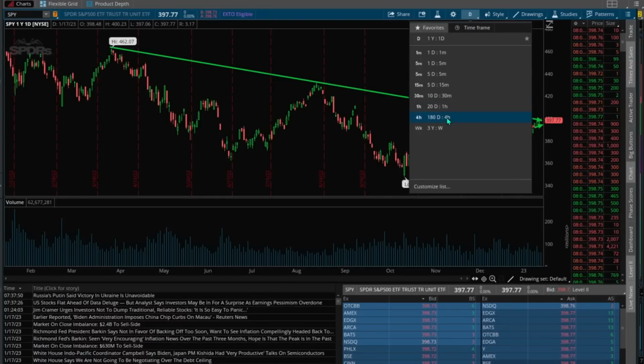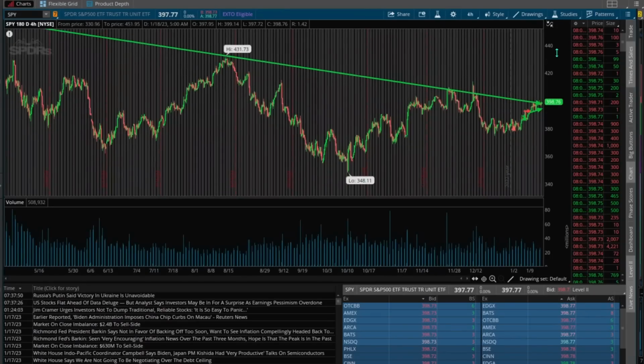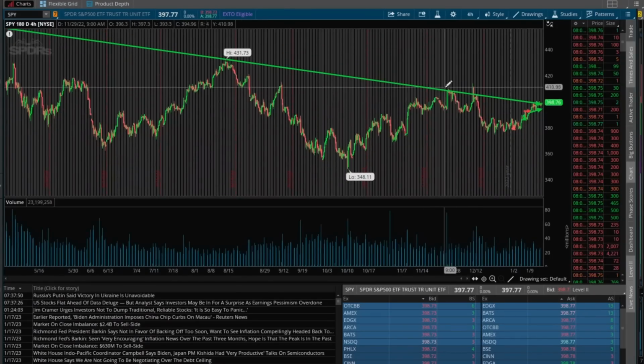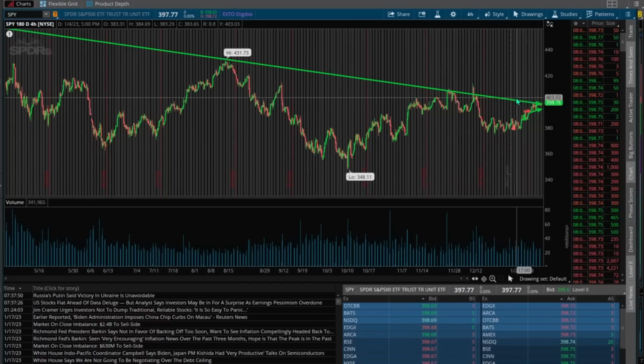So now that I've done the yearly, let's just go to the 180 day and let's see what we're looking at right now. So you can see this trend line on a better perspective, and you can see we've rejected it pretty clearly. And right now we are hovering right near it. So I have that in my head.